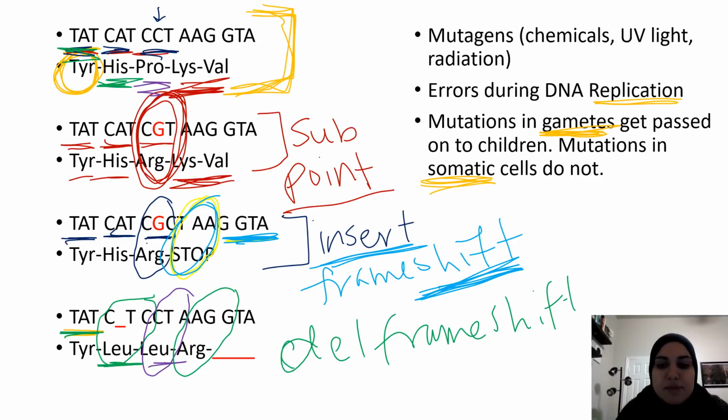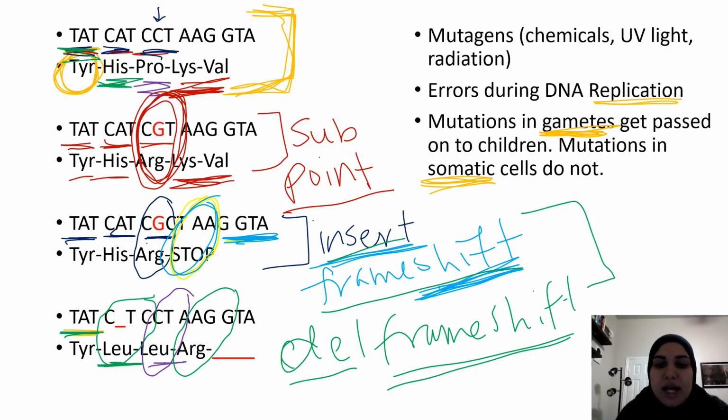So there are 2 types of frame shift. There's an insertion and a deletion. You need to be able to tell the difference between the 2. Obviously, deletion, I delete a letter. Insertion, I insert a letter. But remember, frame shift is way worse than point because I'm moving everything over, so I'm changing that whole protein. Substitution, I'm just changing 1 amino acid in that protein.